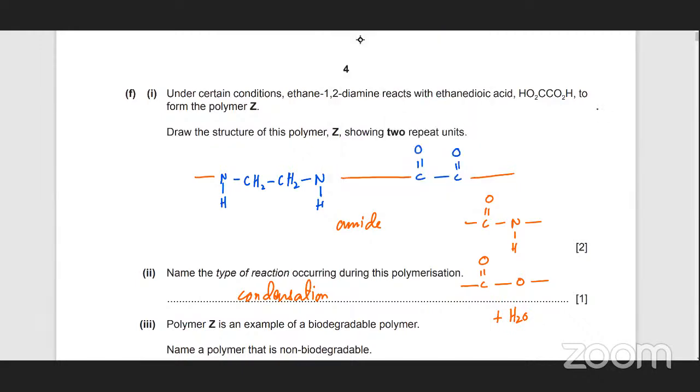Remember this, all condensation polymers, N has lone pairs. It's a very strong partial negative, H is very strongly partial positive. O has lone pairs over here, so it's partial negative, carbon is partial positive. So they all tend to attract molecules, and these linkages are very, very reactive.